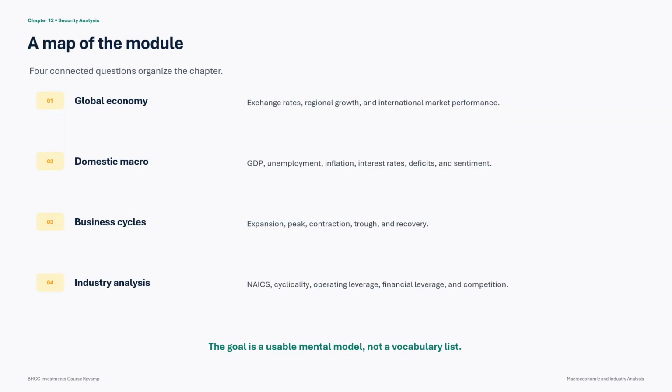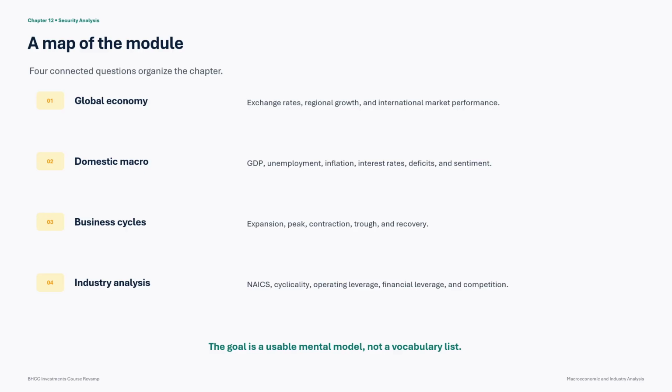The chapter is organized around 4 connected questions. Question 1 is the global economy. Companies sell, source, borrow, manufacture, and compete across borders. Regional growth rates differ. Currencies move. Commodity prices shift. Trade policy changes.